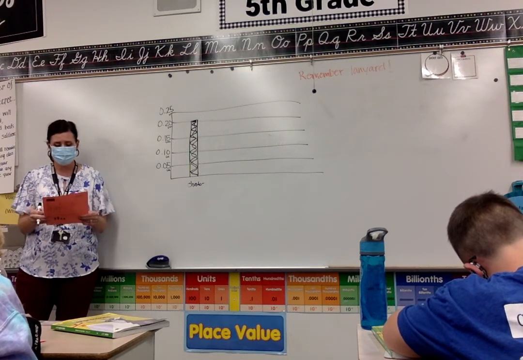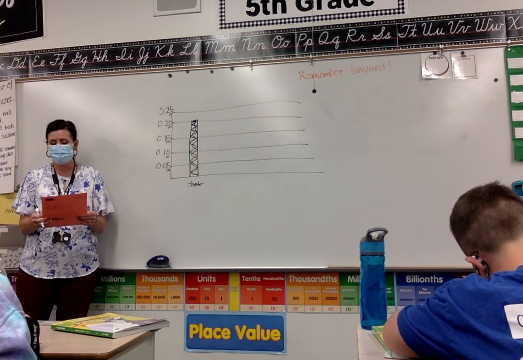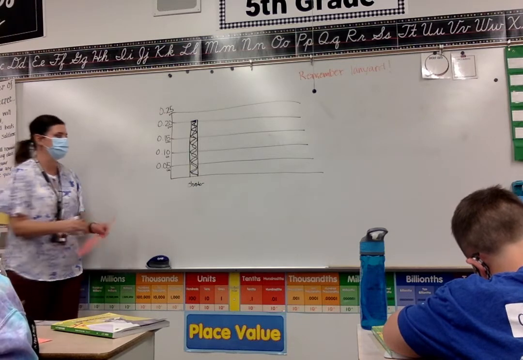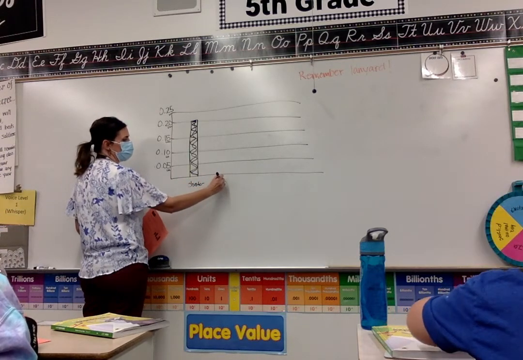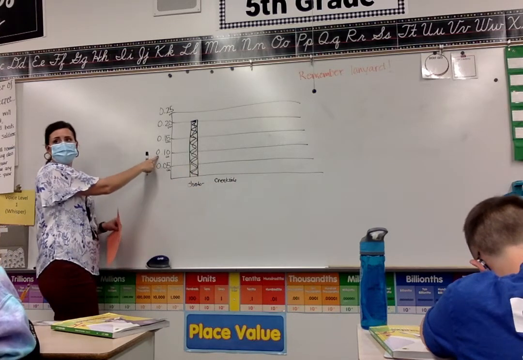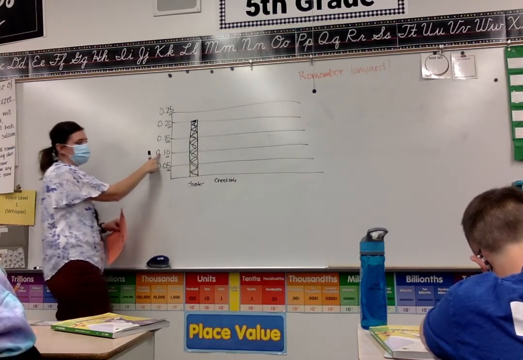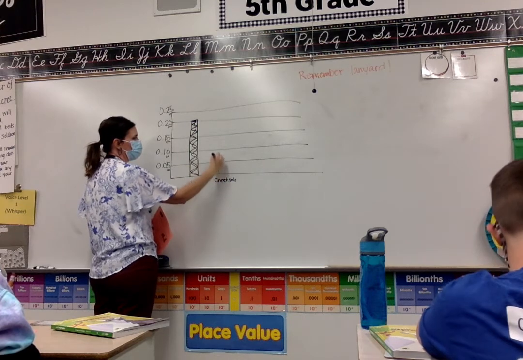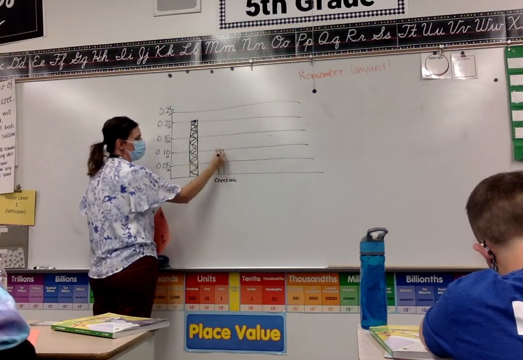Okay, the next one says Creekside is 10 hundredths of a centimeter. So here's Creekside, and it's 10 hundredths. So I look over here to the side for 10 hundredths, and I make a bar graph that goes right up to the 10. There we go.